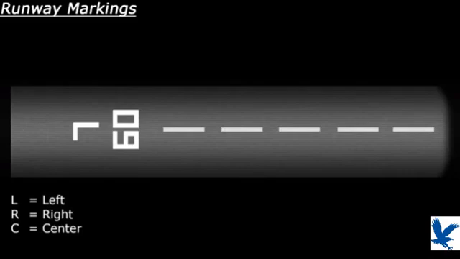At some airports you may have three parallel runways. If this is the case, the middle runway of the three would be identified with a C, which stands for centre.